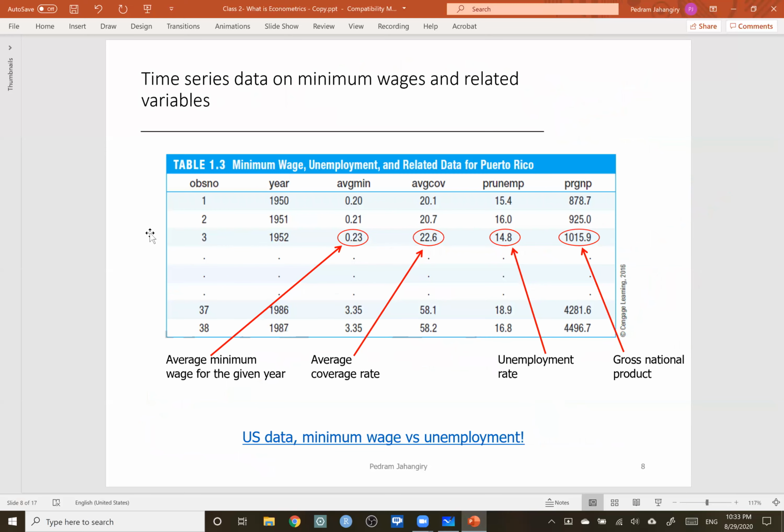All right, so let's look at an example of time series from the textbook. We're looking at minimum wage and related variables. So observation number 1 through 37, 38.